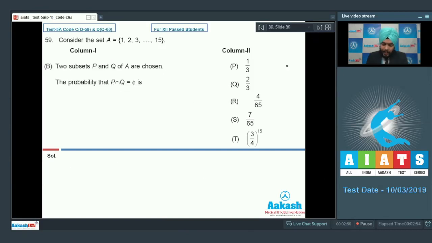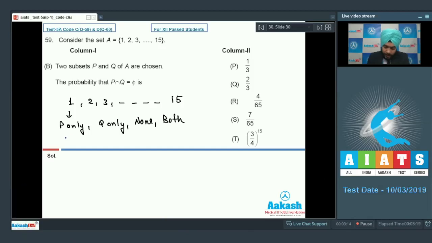B part says that two subsets P and Q of A are chosen. The probability that P intersection Q is empty. So we have 15 elements, 1, 2, 3, up to 15. Each has 4 possibilities. First possibility, it goes to P only. Second possibility, Q only. Third possibility, none of P or Q. Fourth possibility, both of them. So out of these 4 possibilities, this is favorable, this is favorable, this is favorable. So for each of the elements, this case is repeated.